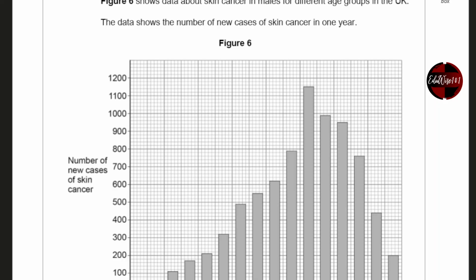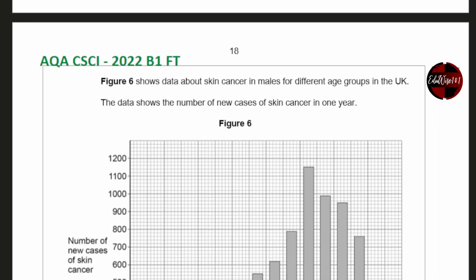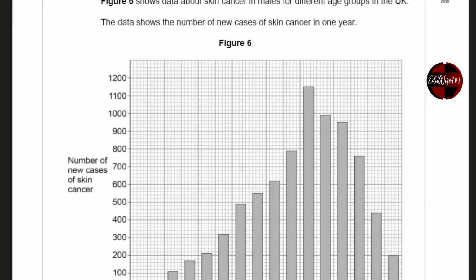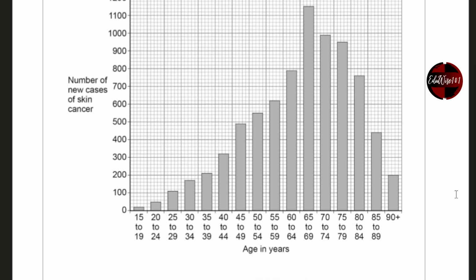Figure 6 shows data about skin cancer in males for different age groups in the UK. The data shows the number of new cases of skin cancer in 1 year. You can see between the ages of 15 to 19, so every 4 years, right? As the age goes from 15 to 90 plus, the number of new cases of skin cancer steadily increases from 60 to 64, and there's a big jump from 65 to 69. 65 to 69 has the highest cases of skin cancer.